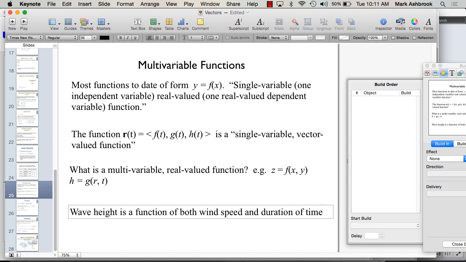Okay, so if you have still water and a big wind comes up and starts blowing really hard, you're not going to have big waves right away, right? But the longer that really strong wind blows, the more the waves start to build. So the amount of speed is going to influence the wave height, and then the length of time that the wind is blowing at that speed is going to affect the wave height. So you see that wave height is really a function of two different variables. That's what we're talking about here.